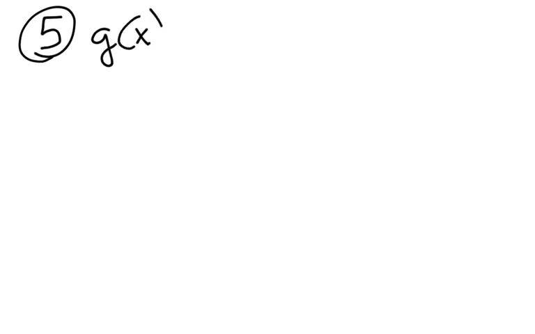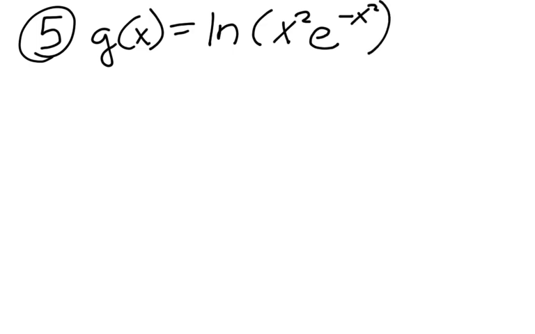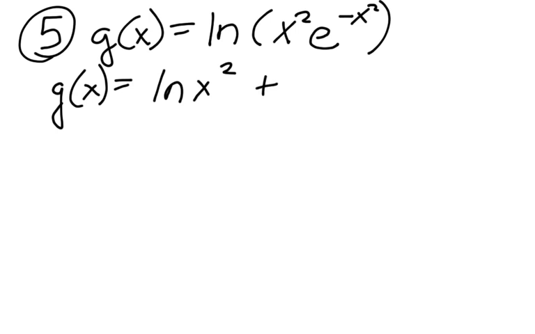G of x equals the natural log of x squared times e to the negative x squared power. Alright, if I were you, I would pause this video lesson, try this one on your own, and then come back and check to see if you get it right. This is another problem where it would be a good idea to expand it to make it easier before you begin taking the derivative. So I have a log of a product. I can change that into two separate logs, the natural log of x squared plus the natural log of e to the negative x squared power.